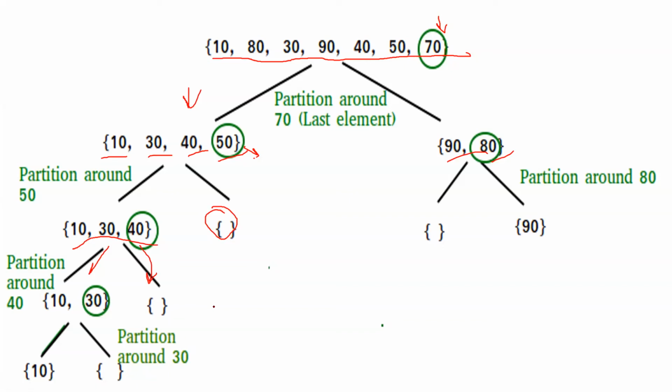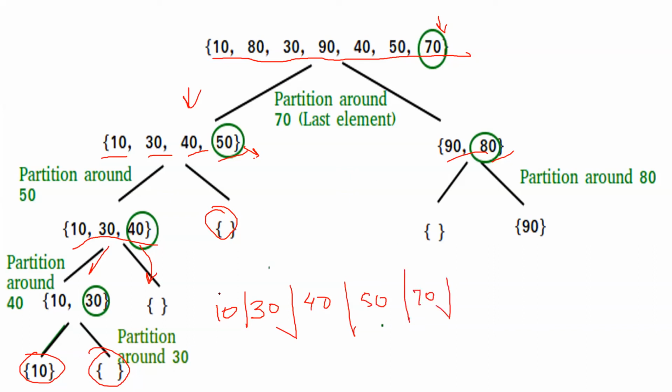Here we have arranged the elements like this: 10, 30, then 40, then 50, and the first pivot element, that is 70. Okay, now we have arranged more than half of our array.